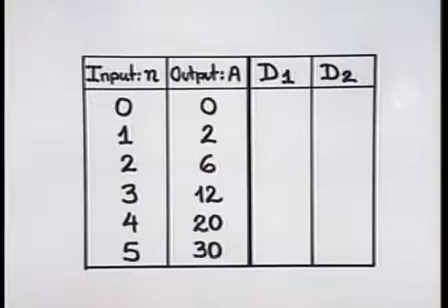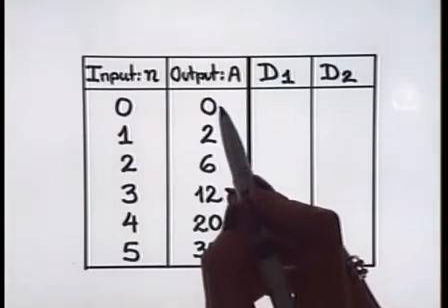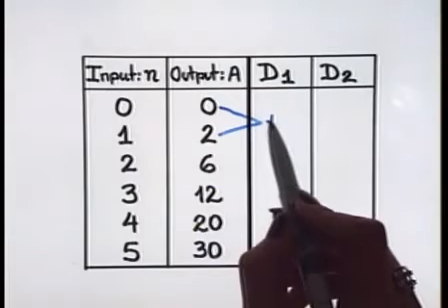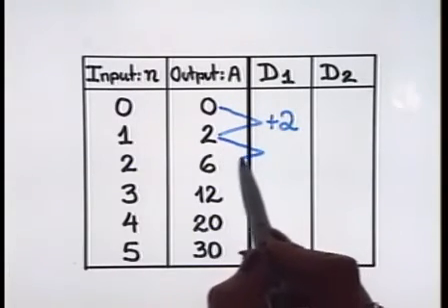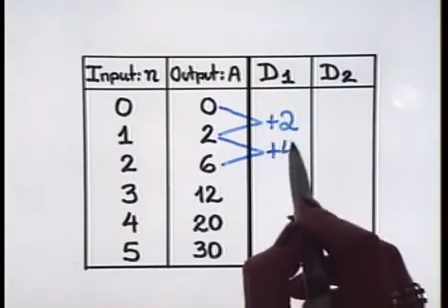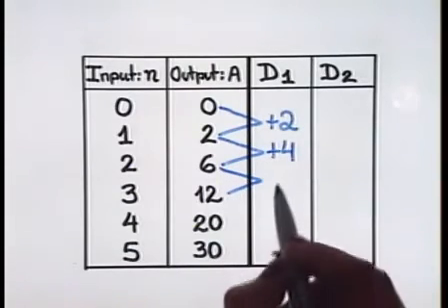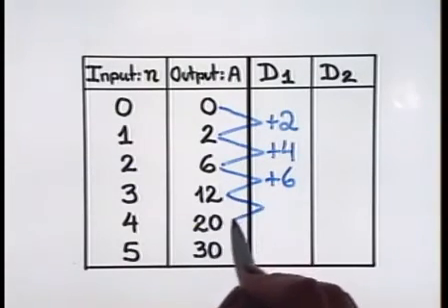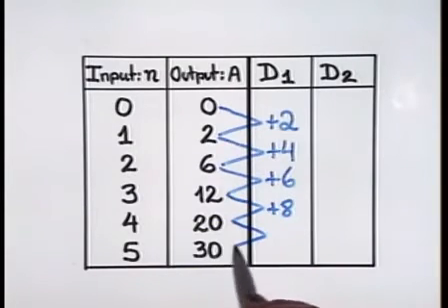Let us examine now more carefully, more closely, the rate of change of these two columns. How is y changing as x changes? Back to our mathematics technology. The change in y, or output, from 0 to 2 is plus 2. The change from 2 to 6 is plus 4. The change from 6 to 12 is 6. Then we have 8, and then we have 10.